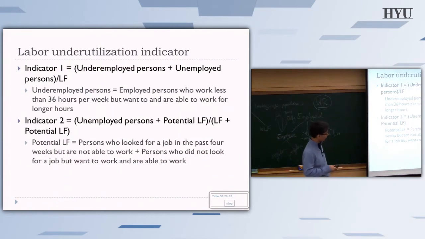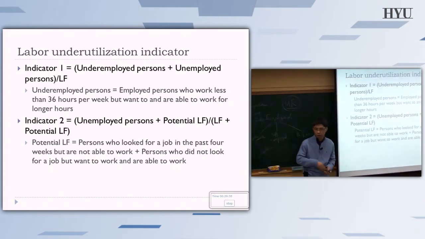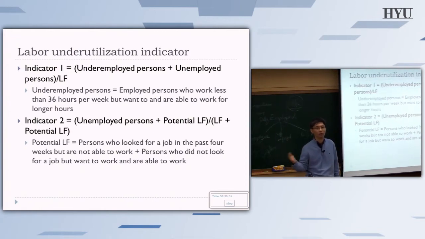And indicator 2 is unemployed persons plus potential LF, divided by LF plus potential LF. What is potential LF? Potential LF is persons who looked for a job in the past 4 weeks but are not able to work. If you're unemployed, you should look for a job, and you should be able to work if you have a job. So you looked for a job, but say you were not able to work. It could be some type of family commitment, let's say. You have to take care of a sick family member. So you cannot work even if you have a job. You want a job, but you cannot work.